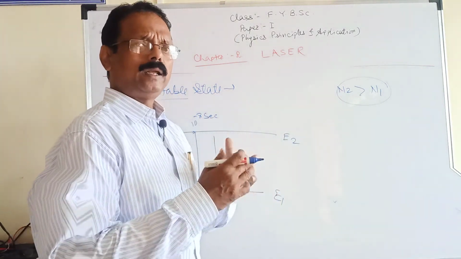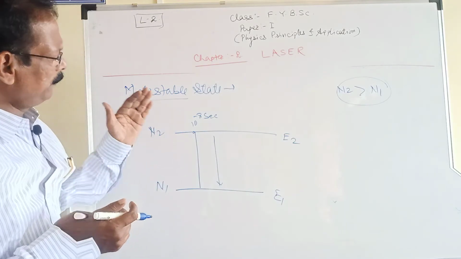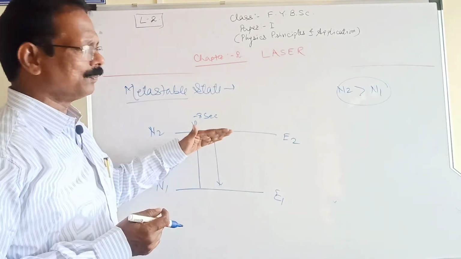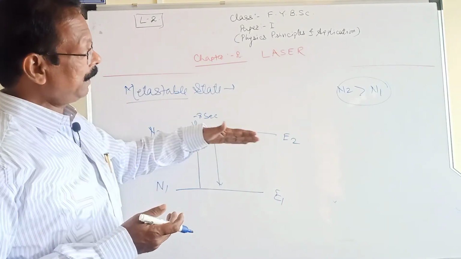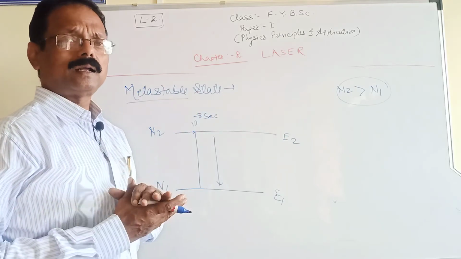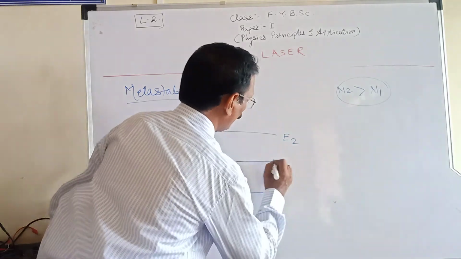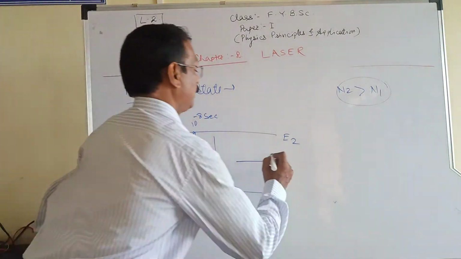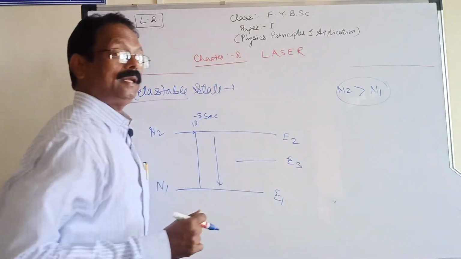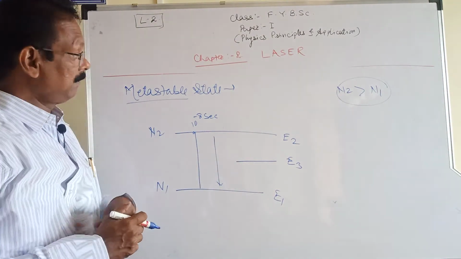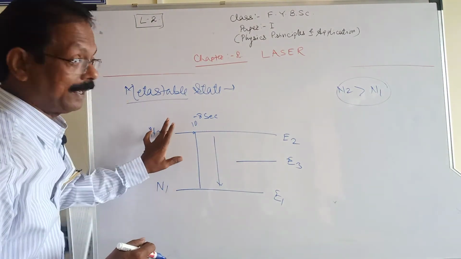For that, we require one stage. This means the population or lifetime of the atom in the higher energy level should be greater than that of the atom in the ground state energy level. So we have to create one stage here, which is E3. E3 is the metastable state, in between the ground state and the higher energy level.